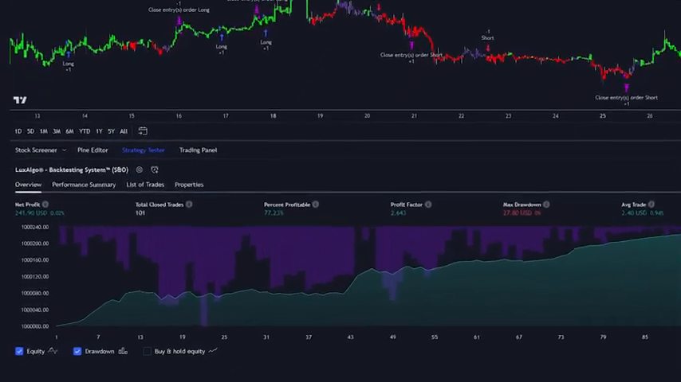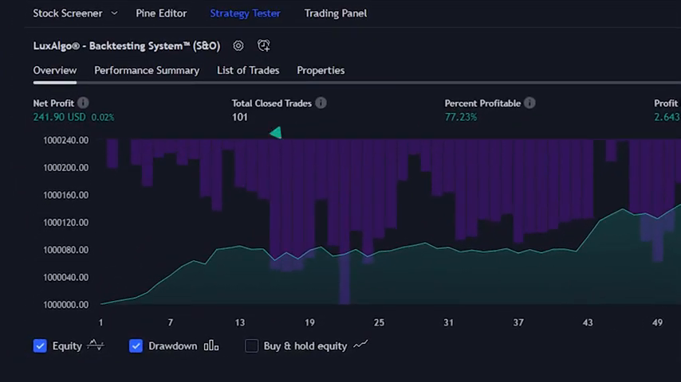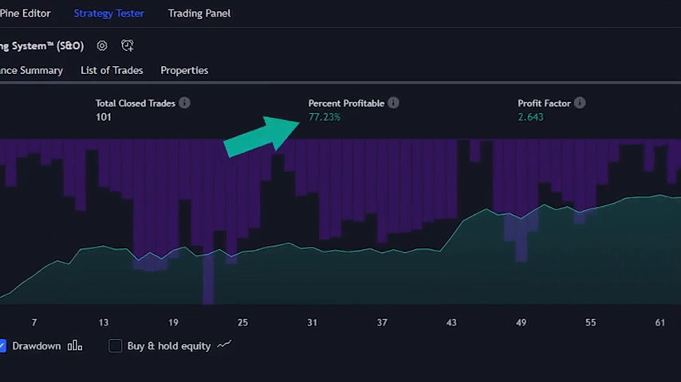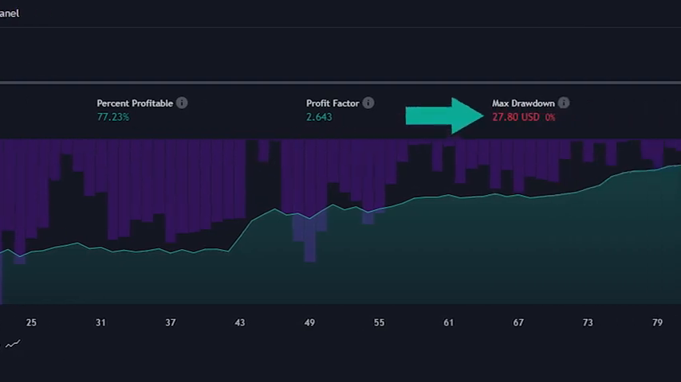And what tells us this is a great strategy is by specifically looking at the main metrics. The amount of trades tested is around 100, the high win rate is a good sign, there's also a high profit factor, and an overall decent max drawdown depending on your risk preferences during trades.